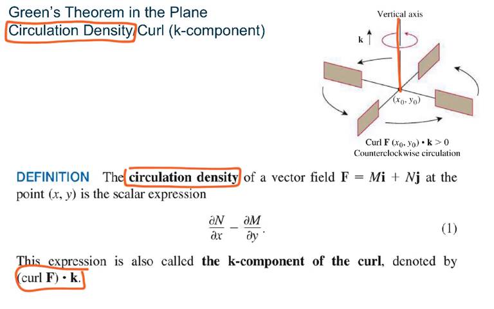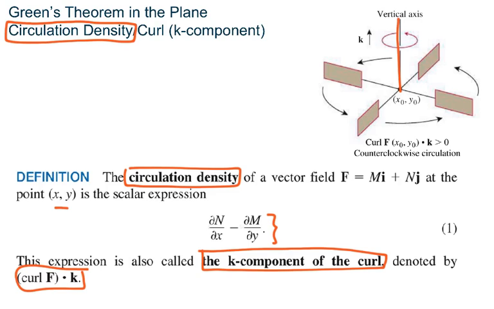So all these words, if we are trying to find this for a two variable, just x and y function, we'll say partial N with respect to x minus partial M with respect to y. It is important to notice here that if we have a positive curl, that's going to indicate a counterclockwise circulation. Whereas if we calculate this value and we get a negative value less than 0, that would indicate a clockwise rotation. So it would go in the opposite direction.